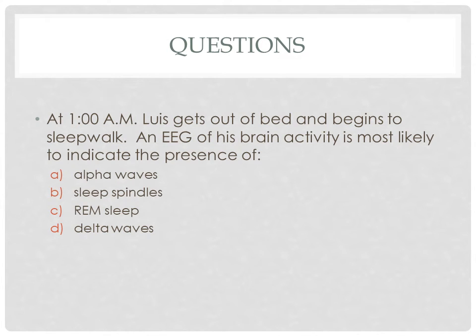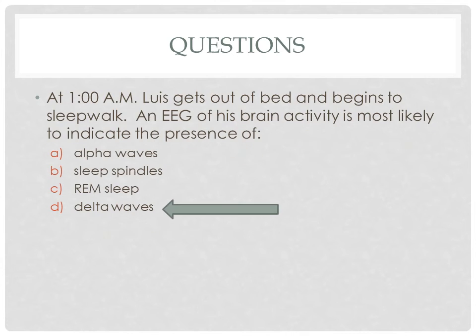Okay, so let's get into questions. At 1 a.m., Louise gets out of bed and begins to sleepwalk. An EEG of his brain activity is most likely to indicate the presence of what? This is like a two-part question. We need to know what stage sleepwalking can occur in, and then what kind of waves are being emitted during that stage. If you think about it, sleepwalking occurs in the deep sleep stage, N3. Deep sleep, we know, is emitting delta waves, so it is D. There you go.